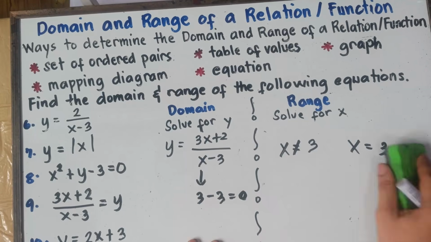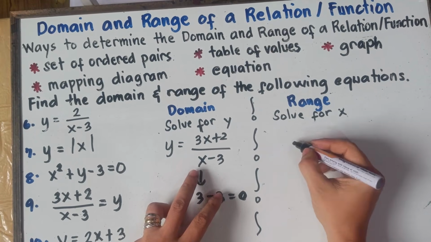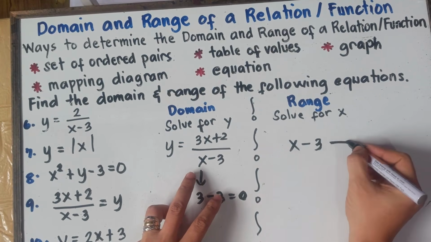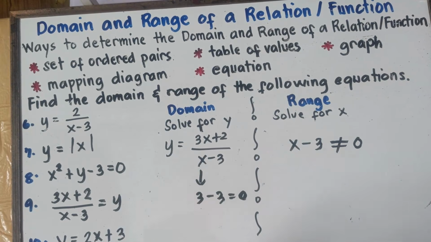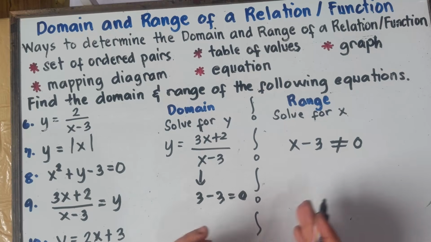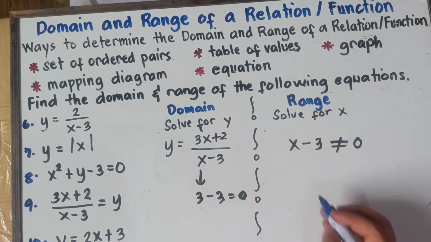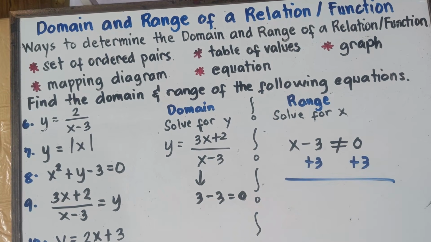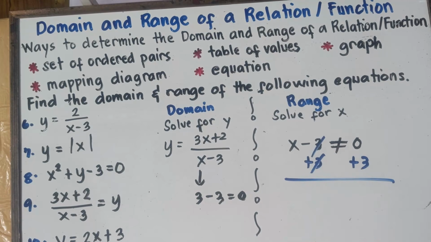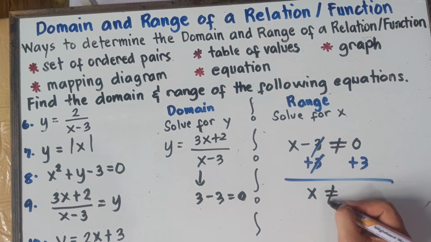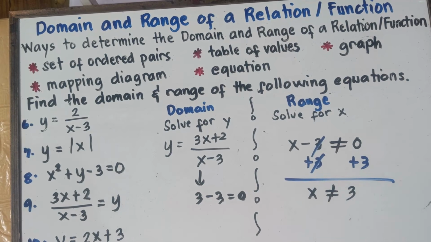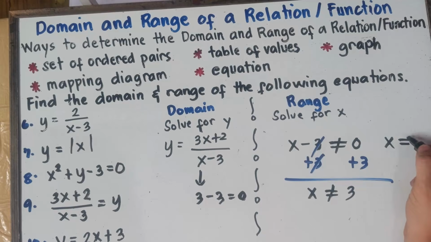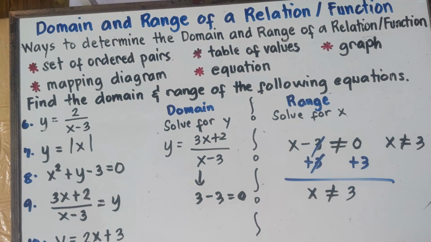So therefore, class, we can write this one: x minus 3 should not be equal to 0. To find the value of x, we can add 3 to both sides, the addition property of equality, and then simply cancel this out. So x is not equal to 0 plus 3, that would be 3. Therefore, class, x should not be equal to 3, because if x is positive 3, the denominator will be 0.